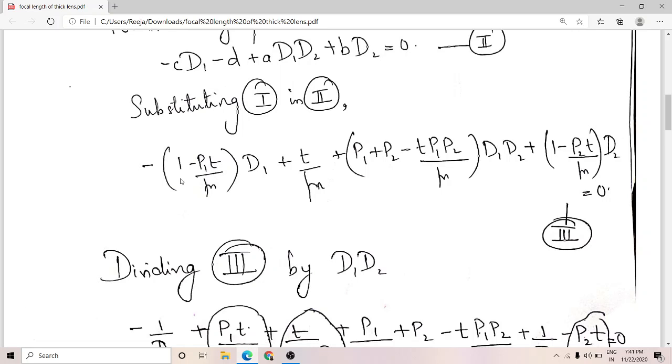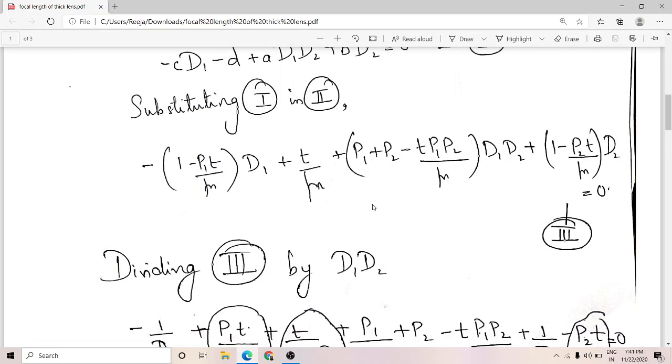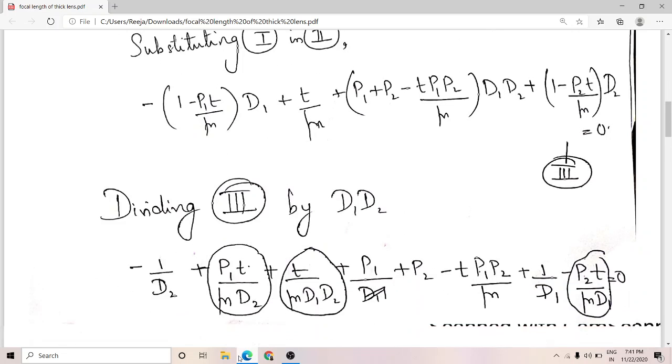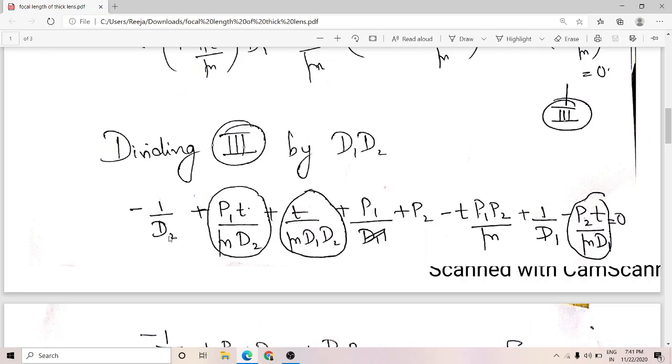That is, c is equal to minus of c is this, d1 minus d, that is plus d by mu, plus a is this, d1 d2, plus b is this term into d2 is equal to 0. Now you have to do a bit more mathematical adjustment. Divide all the terms by d1 d2. So you'll get it like this: minus 1 by d2 plus p1 t by mu d2 plus t by mu d1 d2 plus p1 plus p2 minus t p1 p2 by mu plus 1 by d1 minus p2 t by mu d1.